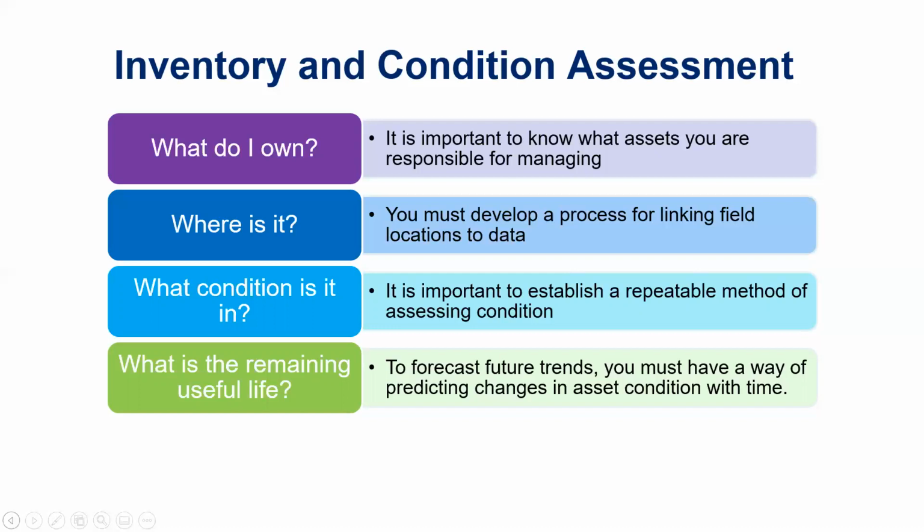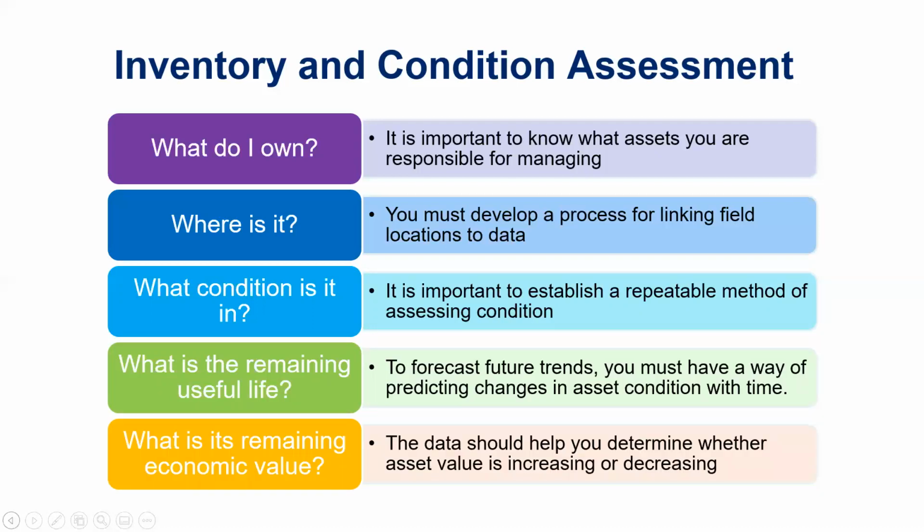And we can predict what the loss to our system is going to be based upon underfunding some of these categories. And that brings me to the last one, which is: what is its remaining economic value? And we can see that drop year after year after year. And that can help us make some of those funding decisions as well.